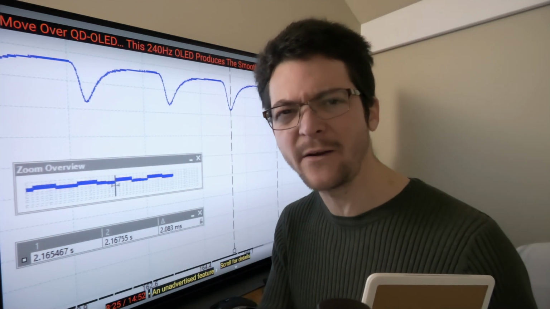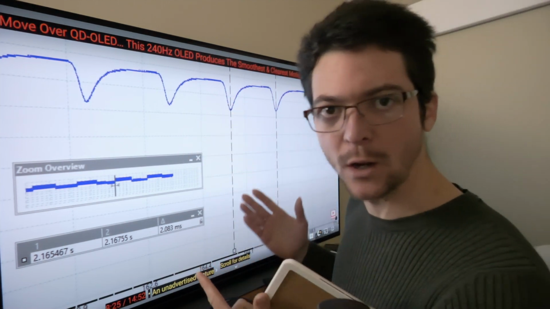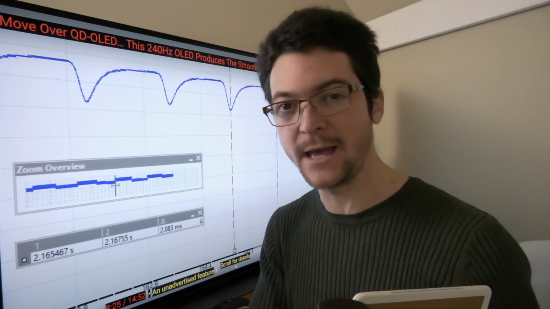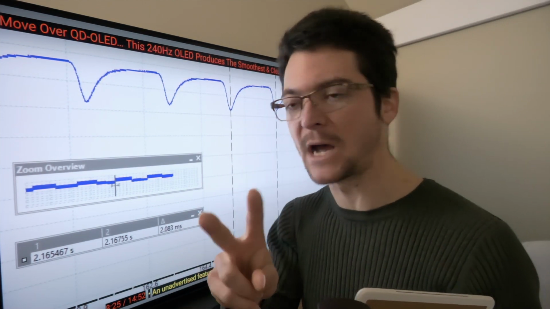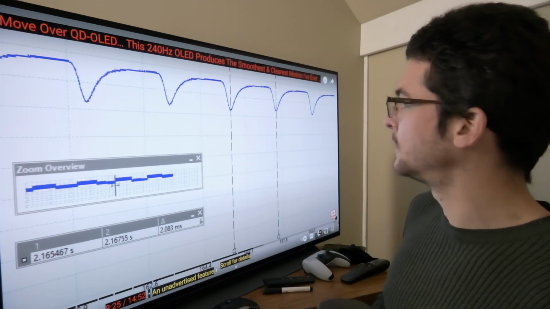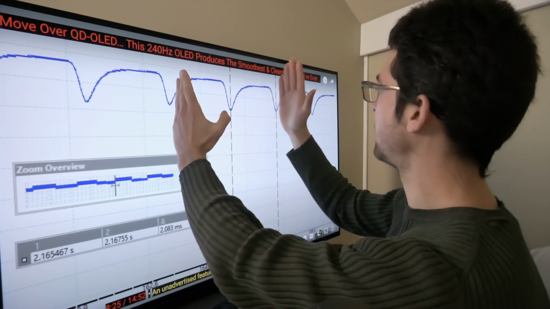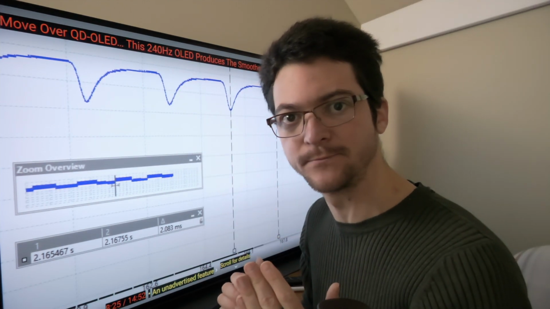And this is very, very interesting because this QD OLED screen is refreshing at 480 hertz, okay? And it is repeating the same frame 2 times. So from here to here, we have the same frame, and this same frame is being displayed 2 times, okay?